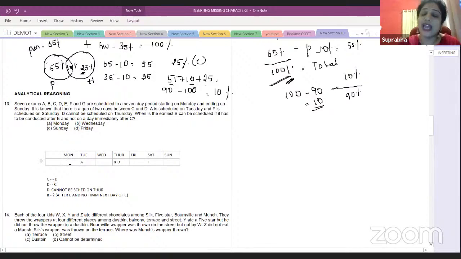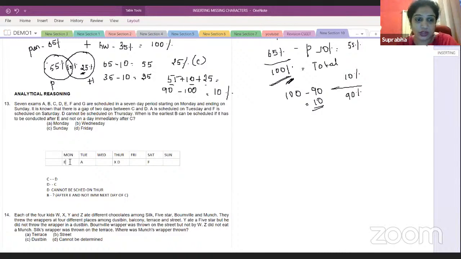Now the earliest slot available is Monday, obviously. Correct? Now we have to see where we can put B. Can I put B on Monday with all the conditions satisfied? Yes or no? No, I cannot put B on Monday. Why? Because B has to be after E. Correct? B has to be after E. So I have no condition for E, hence I put it here.